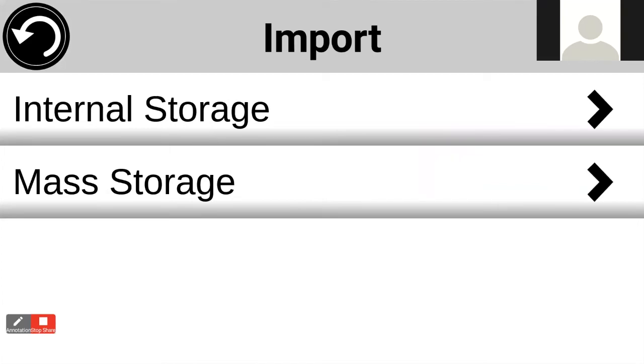You will have two options in this window, internal storage or mass storage. Your mass storage is the storage on your USB, and your internal storage is the storage on your tablet. Tap on mass storage.